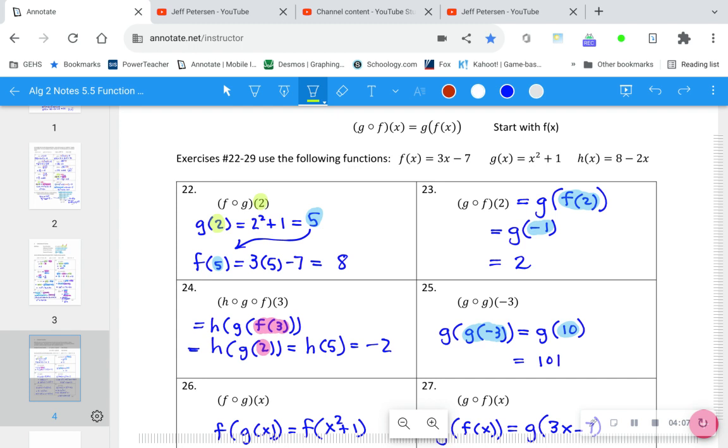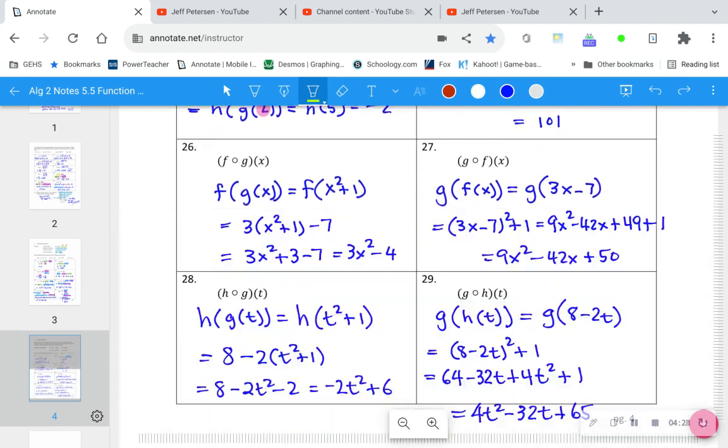Okay, so here you're going to take negative 3 and put it into g. And that gives negative 3 squared, which is 9, plus 1 more is 10. And you put it right back into g. So 10 squared is 100, plus 1 more is 101. And yeah, these are a little complicated.